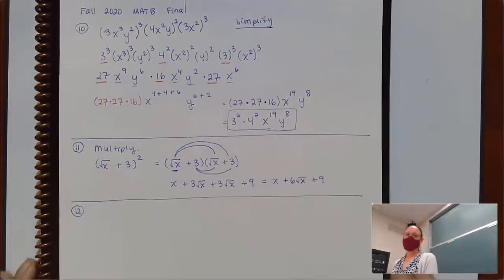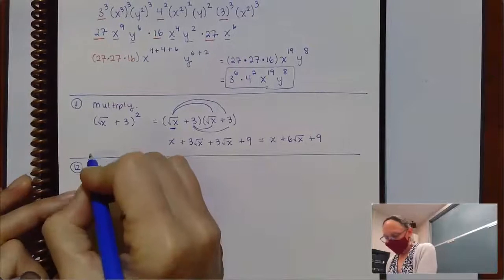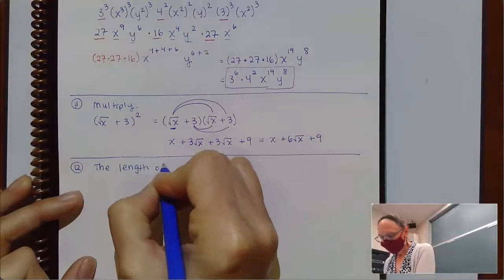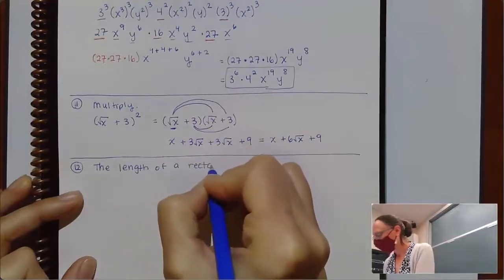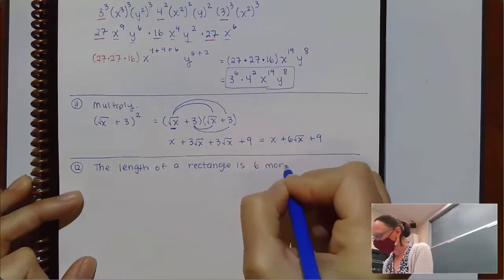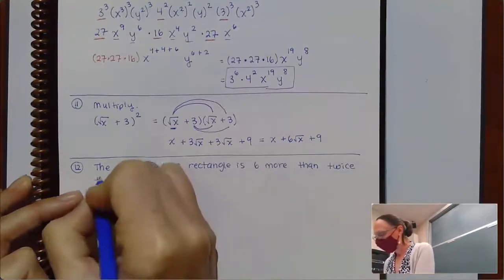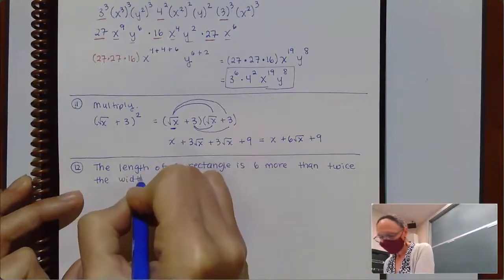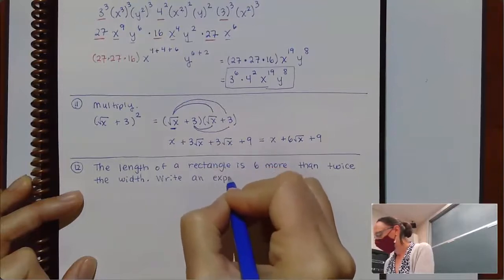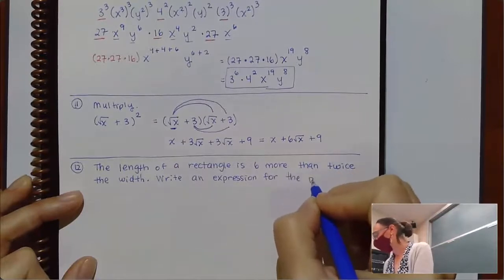Problem 12 is a word problem. And it says that the length of a rectangle is 6 more than twice the width. Write an expression for the perimeter.